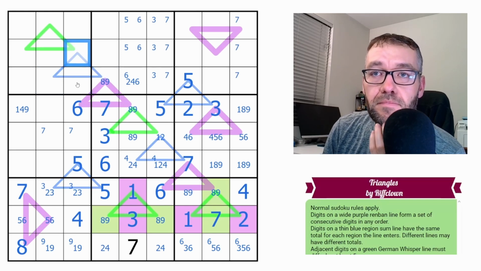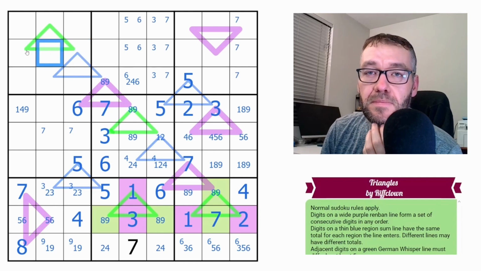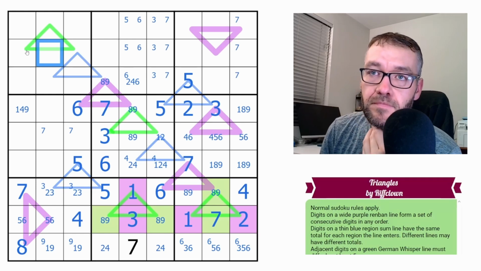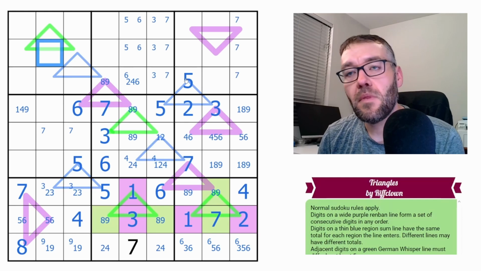All right. I haven't really dealt with this German whisper line up here. That's interesting. I'm not sure there's much I can do with it. At least not yet.